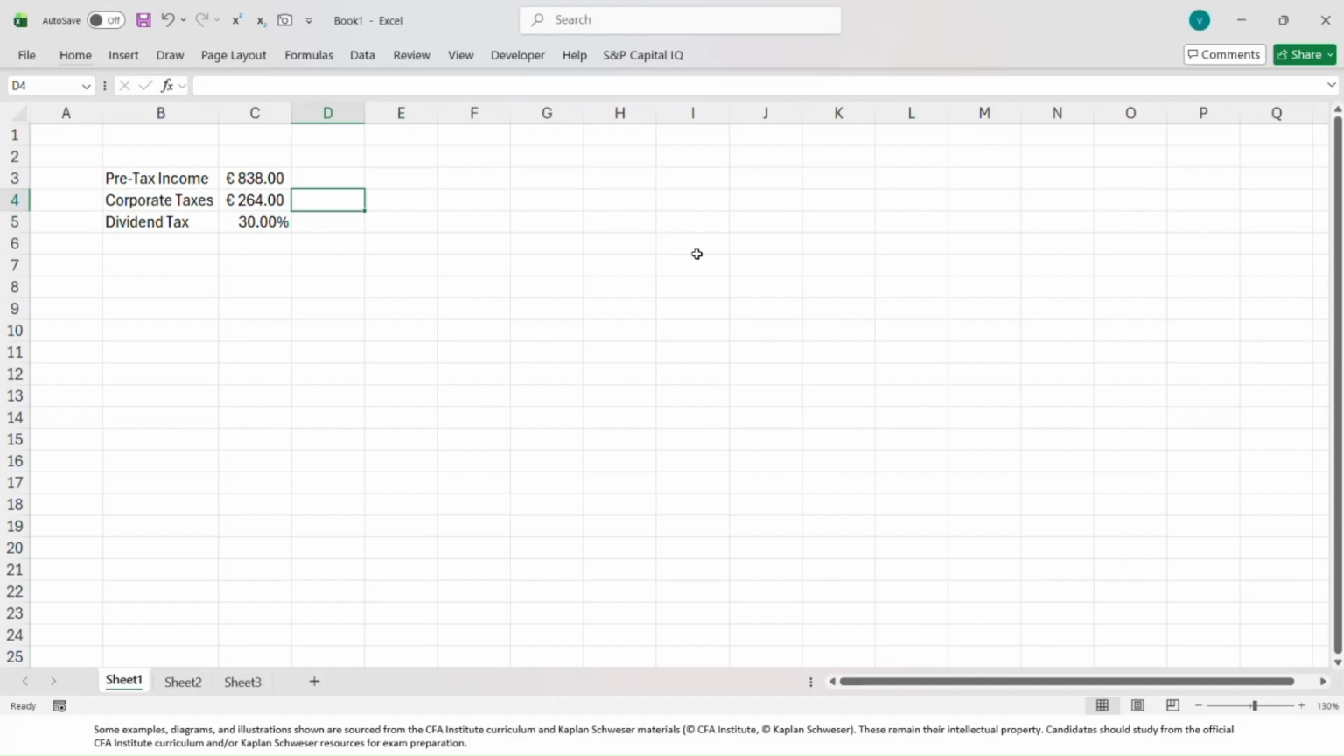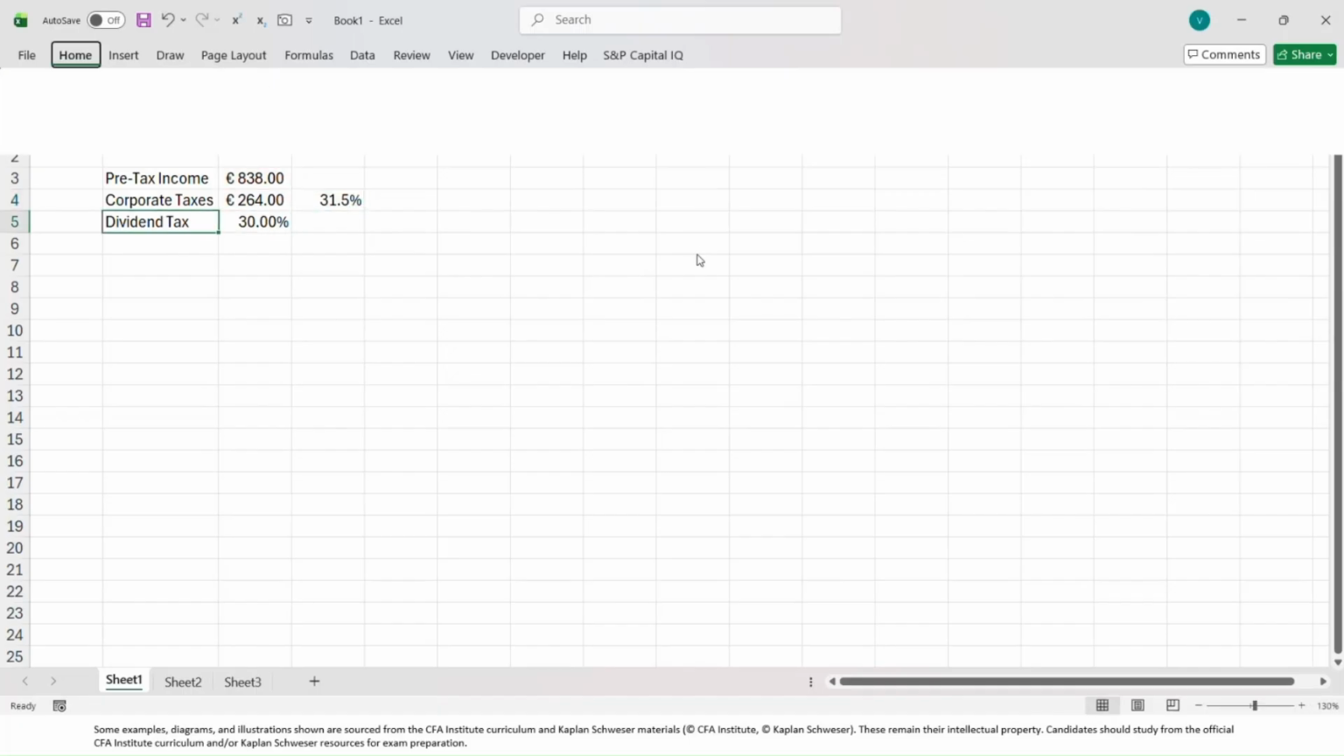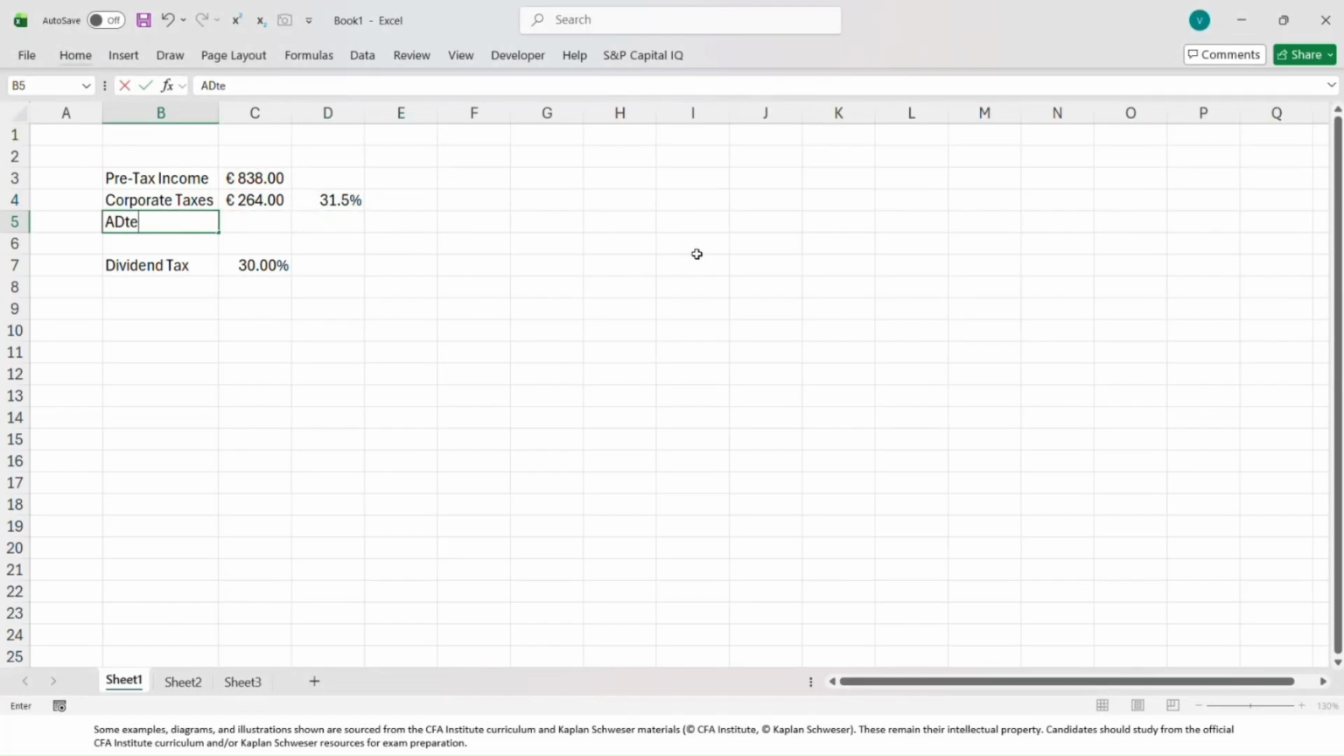So now the idea is if you have paid 264 million euros as tax, you have already paid 31.5% tax: 264 divided by 838 million euros. That is already a 31.5% tax on corporate paid. So what is left over after tax income? We are going to say after tax income left is 574.